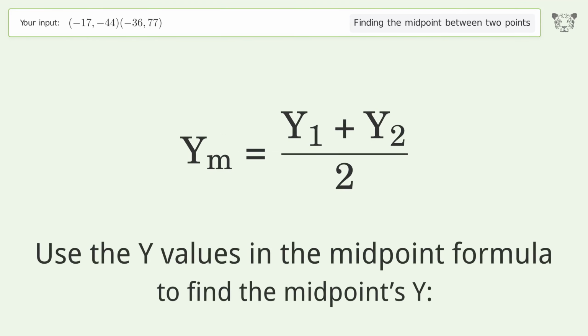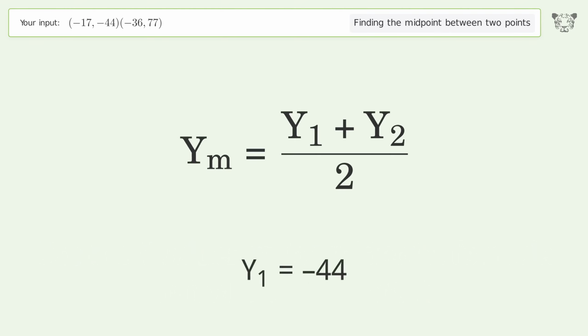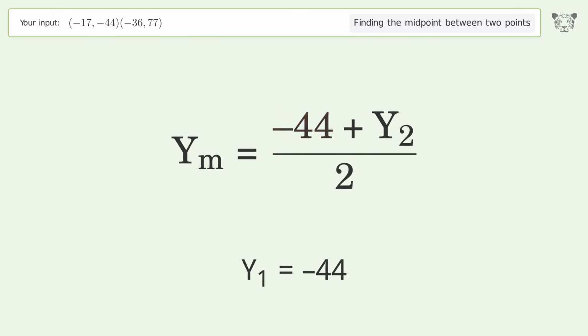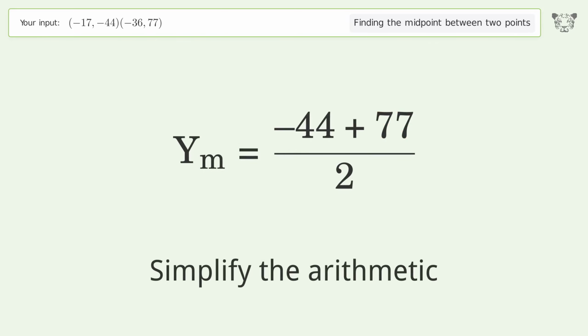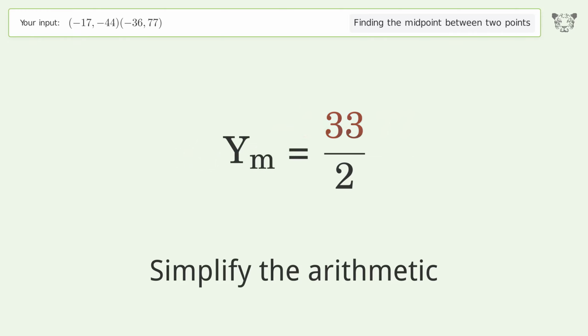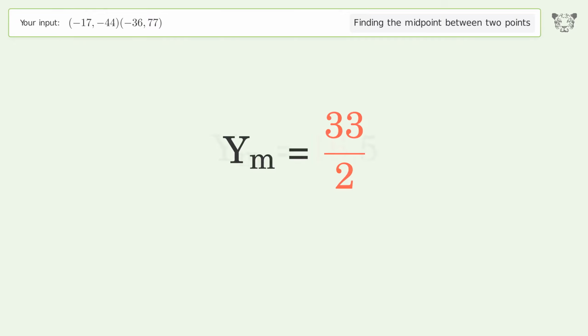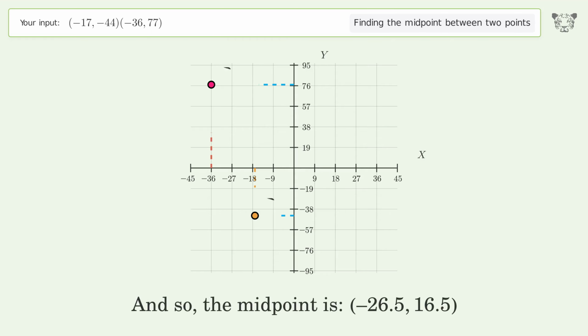Use the y values in the midpoint formula to find the midpoint's y. y1 equals negative 44. y2 equals 77. Simplify the arithmetic. And so, the midpoint is negative 26.5, 16.5.